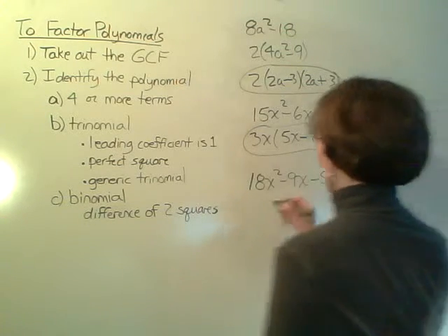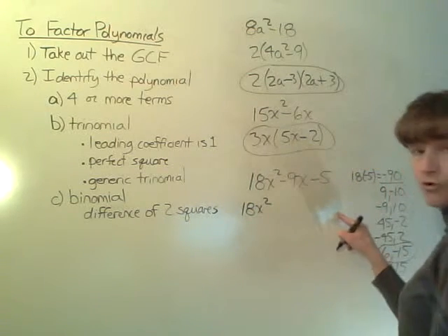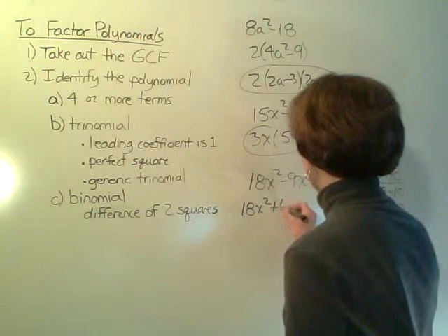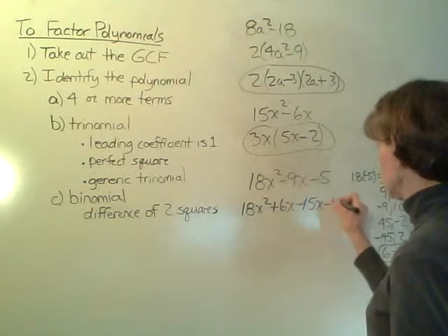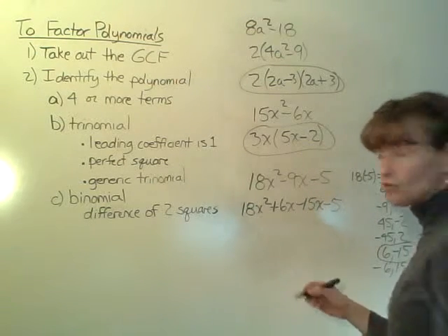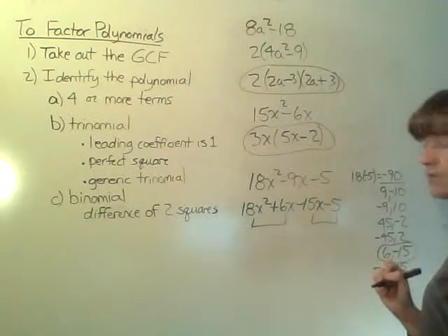So this is the pair of numbers that gives me my middle term. So I'm going to use those to rewrite my trinomial in 4 terms instead of 3. So instead of having negative 9x, I'll have plus 6x minus 15x and then minus 5. Now it's 4 terms, I can factor by grouping. So I group the first 2 terms together and the last 2 terms together.